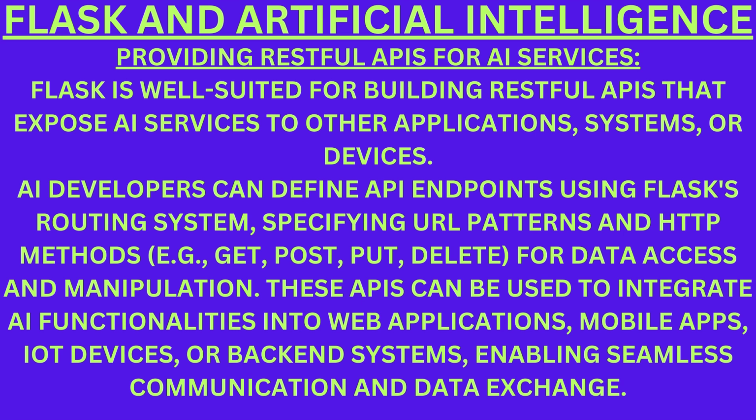Artificial intelligence developers can define API endpoints using Flask's routing system, specifying URL patterns and HTTP methods, that is, GET, POST, PUT, DELETE, for data access and manipulation. These APIs can be used to integrate artificial intelligence functionalities into web applications, mobile apps, IoT devices, or backend systems, enabling seamless communication and data exchange.